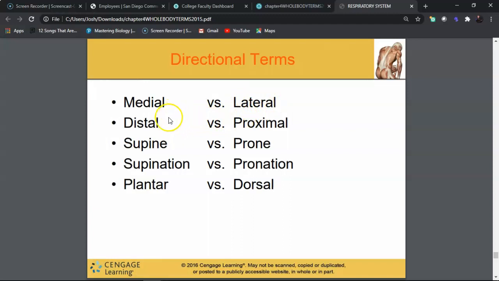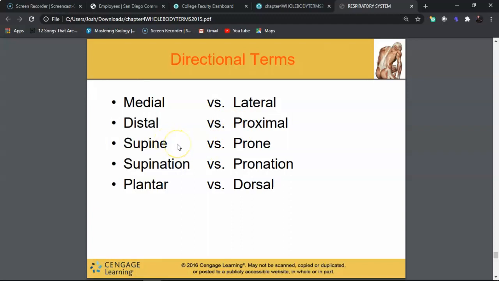Distal and proximal are a little different than medial and lateral. Distal just means farther away from a specific point, and proximal means closer to a specific point. It doesn't necessarily mean towards the median or away from, but distal is away from the body, and proximal is closer to a certain point. Okay.